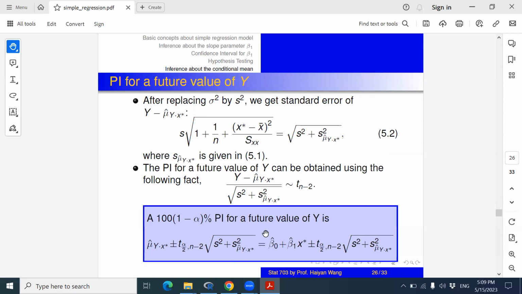Again, this mu hat is the same as in the estimation part for the confidence interval, but here we have s squared. Let's look at this again. Compared to the estimation case, the s squared will not converge to 0. Even if the sample size is large, the mean square error s squared is still there. And therefore, we will always have a variance in this prediction.